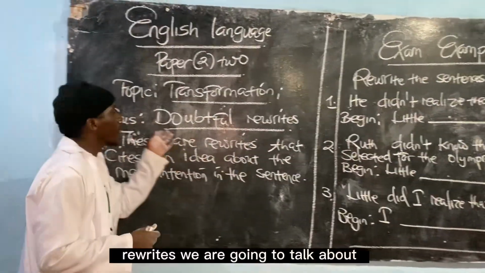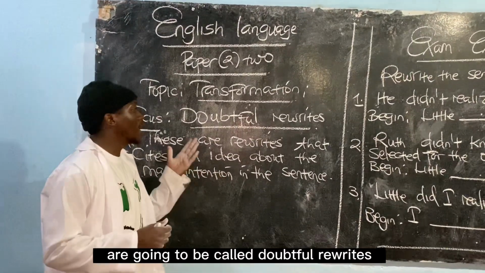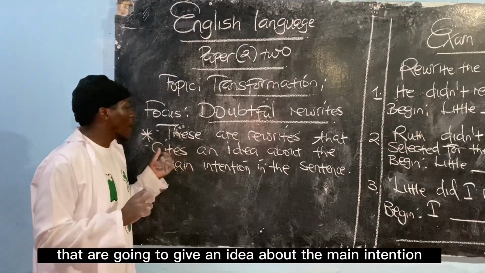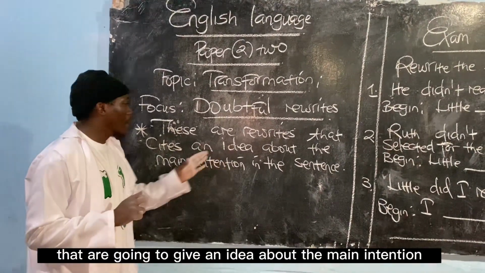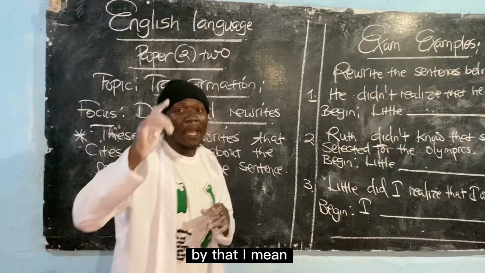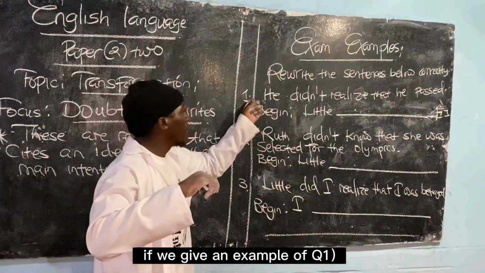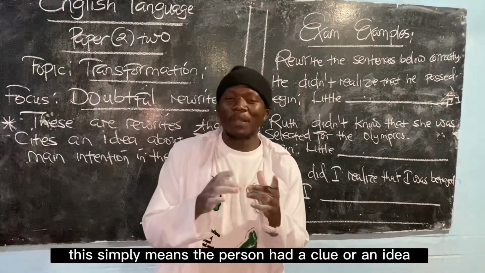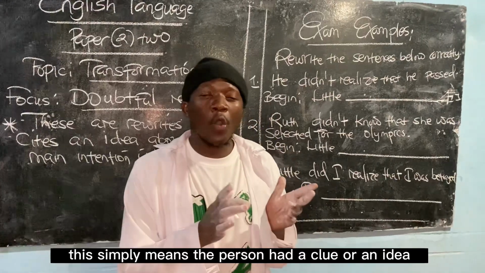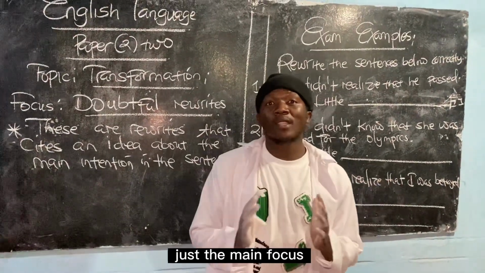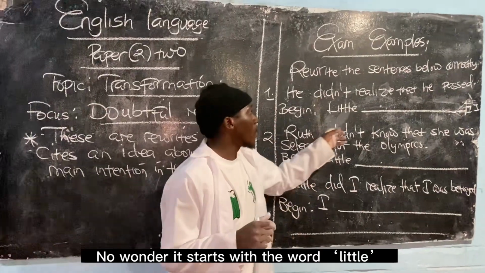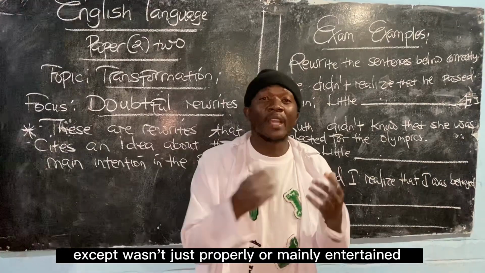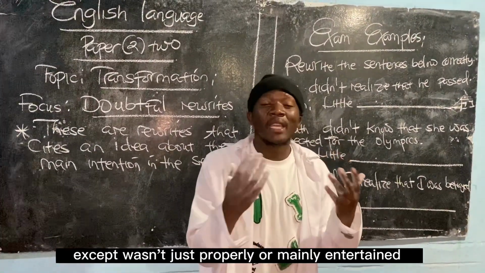Let's begin. The rewrites we are going to talk about are going to be called dative rewrites. We're simply saying these are rewrites that give an idea about the main intention in the sentence. By that I mean, if we take an example, question 1 says, he didn't realize that he passed. This simply means the person had a clue or an idea, except it wasn't the main focus. No wonder it starts with the words "little did", to imply that that clue or idea was simply there, except it wasn't properly or mainly entertained.